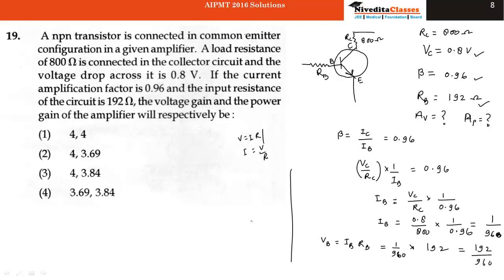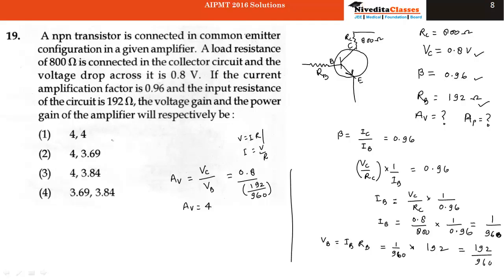Voltage gain. Voltage gain is output voltage, that is collector voltage, divided by input voltage. Here input voltage is VB. Output voltage is given 0.8 volt and input voltage is 192 divided by 960. After solving, we can get this is equal to 4. We can see the voltage gain is 4 in first 3 options.